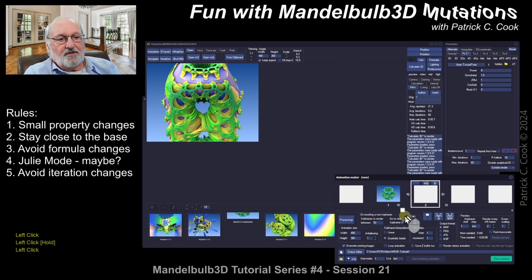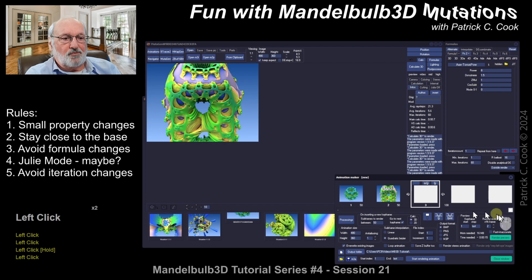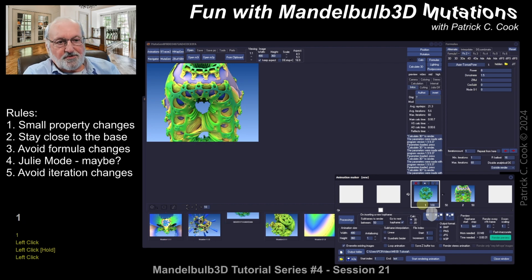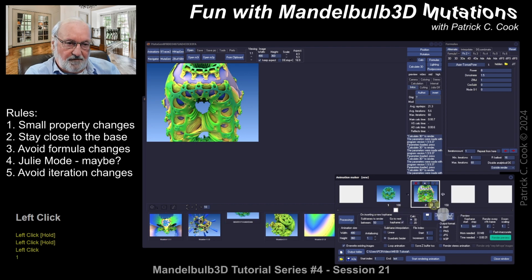All right, so let's push that into keyframe number 2. Now, just to keep it so that we can actually see it a little bit slower, I'm going to make the frames in between keyframes 100.